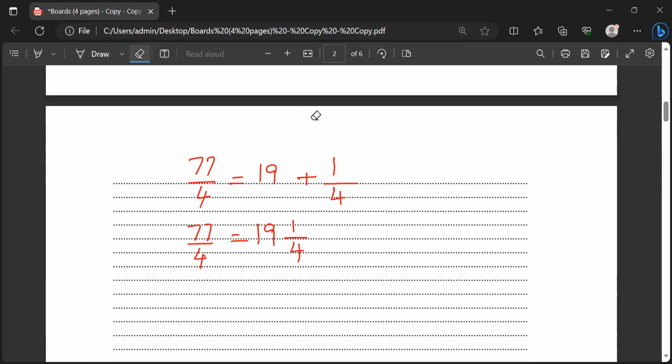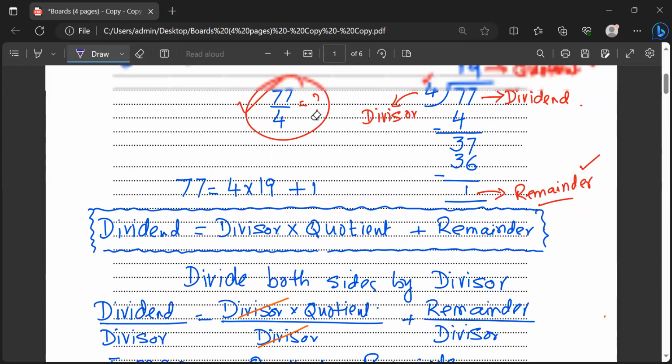So any improper fraction can be written as a mixed number, 19 whole 1 over 4. So 19 is the whole number and 1 over 4 is a proper fraction. So 19 whole 1 over 4. This is the answer. So keep in mind these two important results.